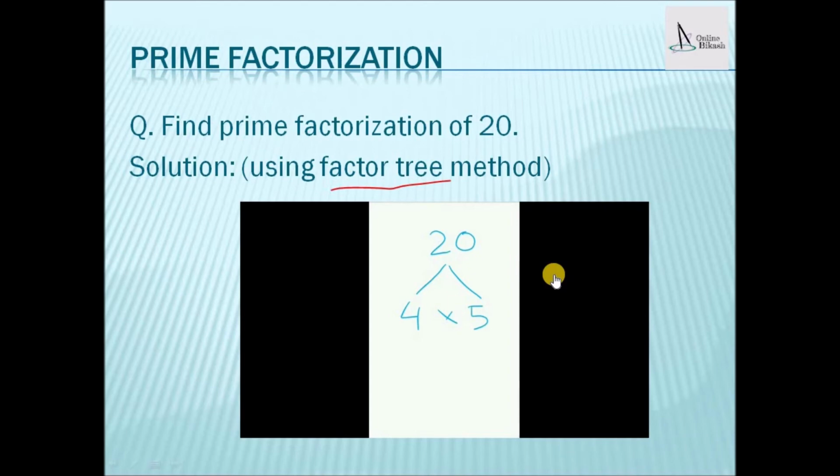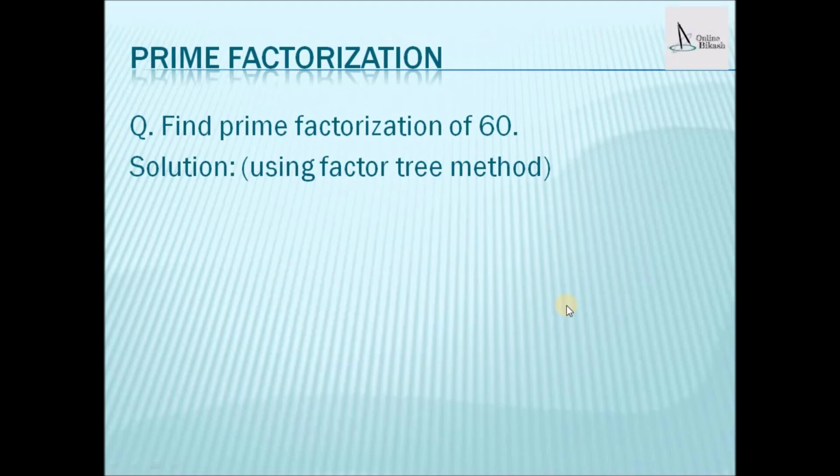And in case of 4, what will we write? 2 into 2. Okay, so this 5 is a prime number, this 2 is a prime number, this 2 is a prime number, so we will write, therefore, 20 is equal to 2 into 2 into 5. Okay, so this 2 and this 2 and this 5 have been written as the prime factorization of 20. Hope you have understood. So to be very clear with this method, let us see one more example. Prime factorization of 60 using the factor tree method. Okay, the same method we will describe with another number, that is 60 here. So let us see the movie.